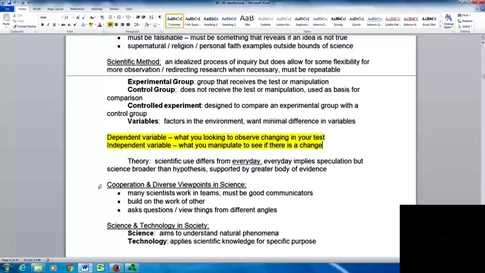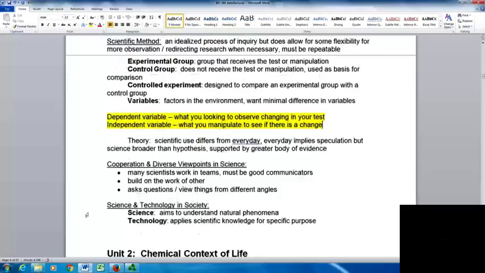Science and technology are really tied in society. Science aims to understand the natural phenomena. Technology is more of the application of science. It's trying to use it for a specific purpose. Sometimes it's for good, sometimes it's for bad, but they are inherently tied together.